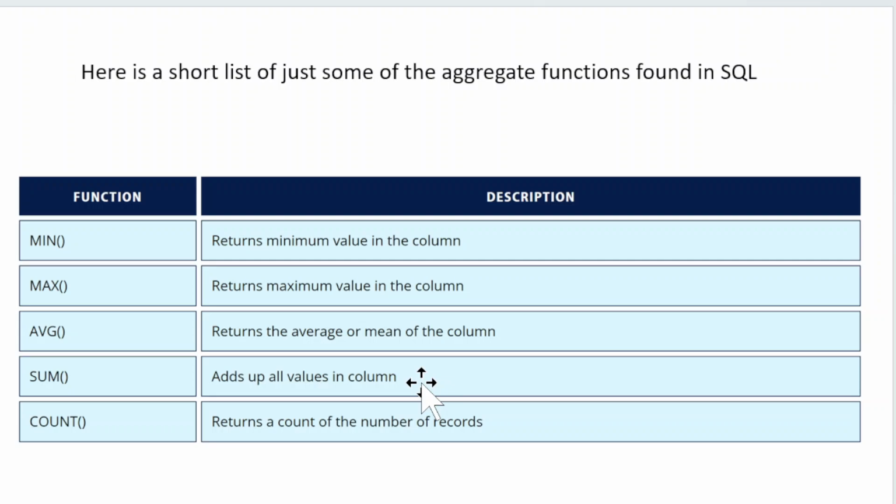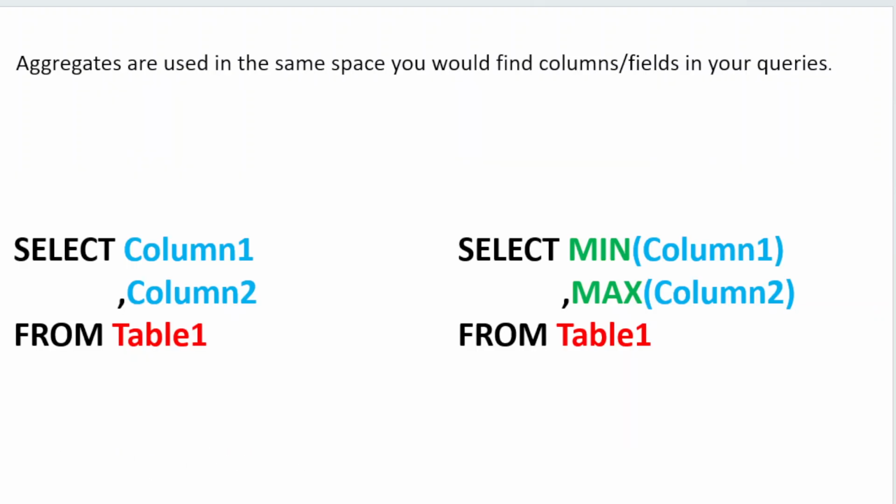Then we have sum, which will add up all the values in a column, and count, which counts the number of records. So aggregates live in the same space where you would find your columns. You could have a select statement from column 1, column 2 from table 1. That would be select min of column 1, select max of column 2 from table 1. And they just live up there and they'll return a value.